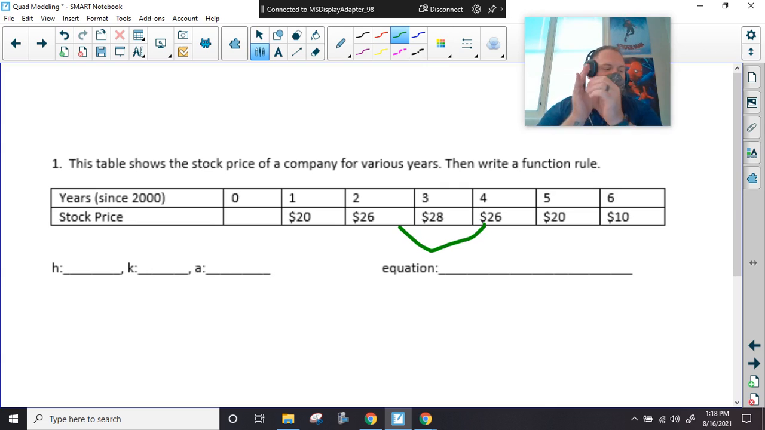All right. So we have that. This would be our H. This is our K. So this would be 3. This would be 28.